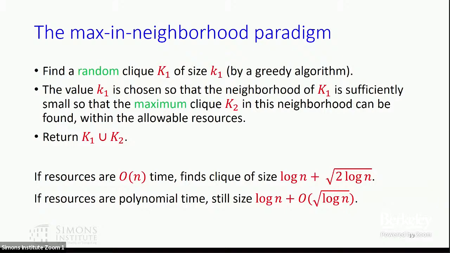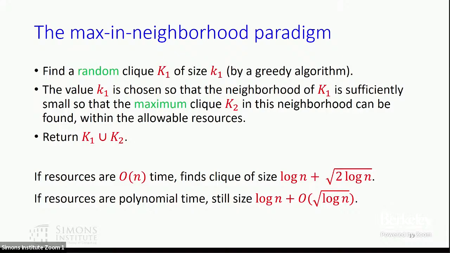So this algorithm uses a paradigm that for this talk, I'll call the max in neighborhood paradigm. So what does the algorithm really do? You find a random clique K1 of size little k1, let's say by the greedy algorithm. This was the first step of the algorithm. And we choose the value of this K1 such that the neighborhood of it is sufficiently small so that you have enough resources to find in it the maximum clique. So you find the maximum clique in the neighborhood, that's K2, and you return the union of the two. So this is the algorithmic paradigm used by these particular algorithms.